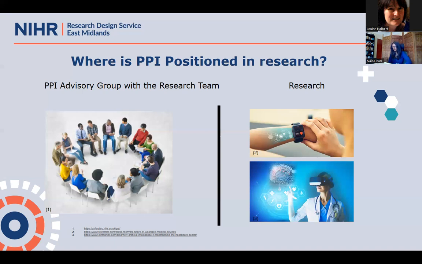So here the point I'm making is that patients and public are positioned alongside the research team on the left-hand side of the slide, working collaboratively to shape and design the research. And together with the research team, public contributors can influence the research, for example, as illustrated on the right-hand side of the slide, involving a medical device or digital health technology. And so what this slide does is also make the distinction between PPI and research participation.